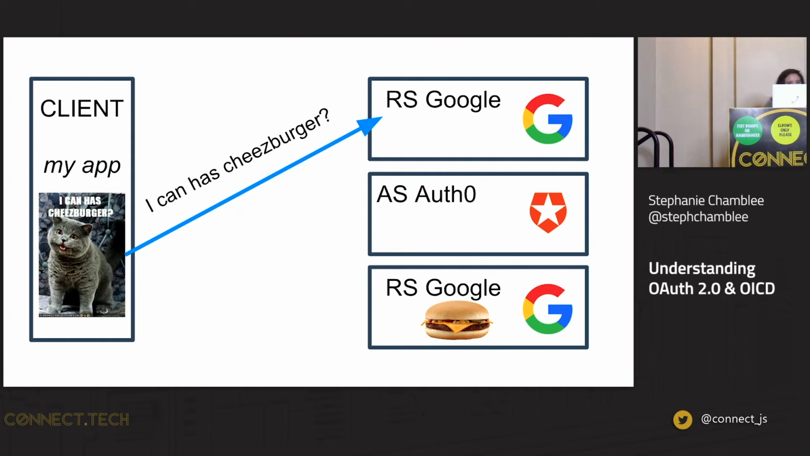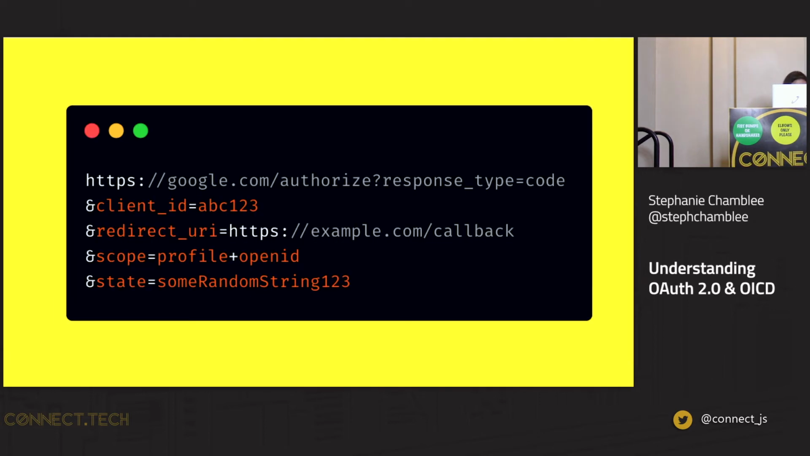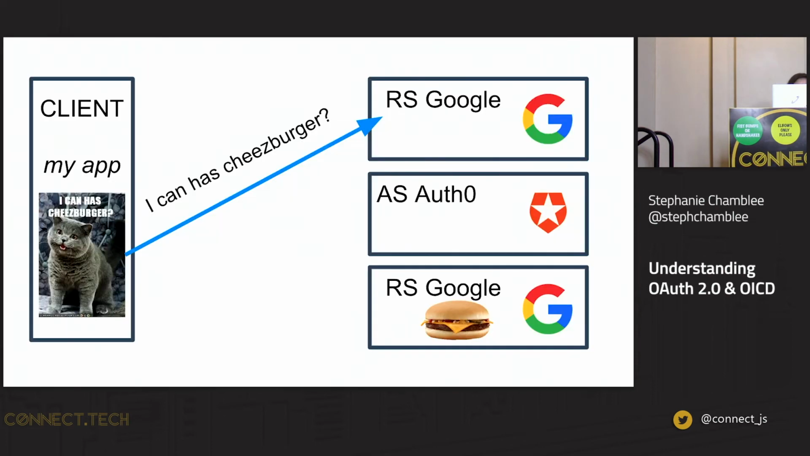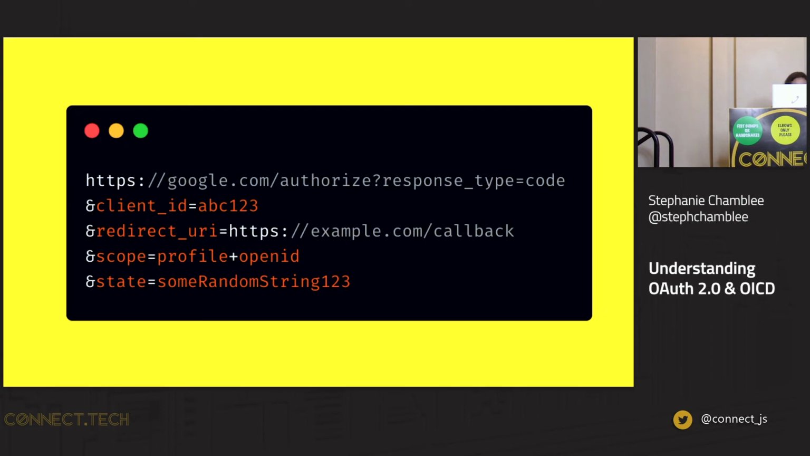All right, so in this example, the client application is asking Google to authorize a request for, we're going to say the access token is a cheeseburger. So here, this is what that request looks like. The authorize endpoint, we have the response type, the client ID, the redirect URI, the scope, and the state.